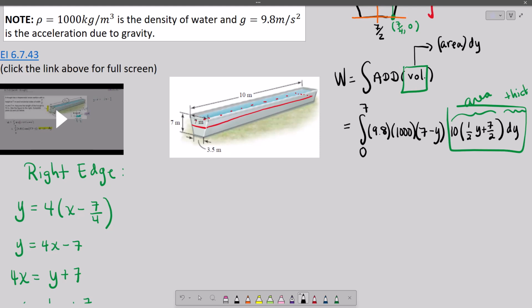Is there a part of that you want to talk about? Is everyone understanding the concept that the volume is an elemental volume? It's not the volume of the whole vessel, it's just the volume of a slice of water, a horizontal slice.